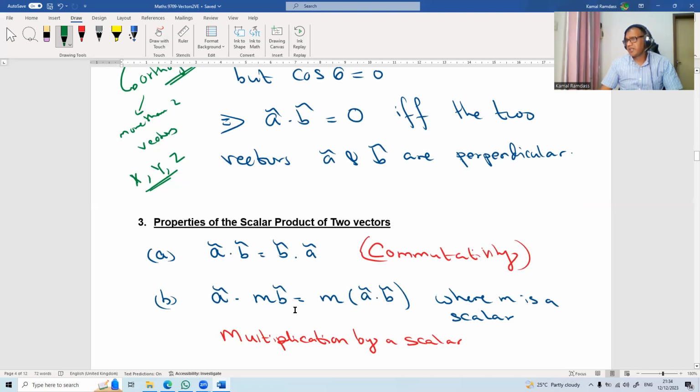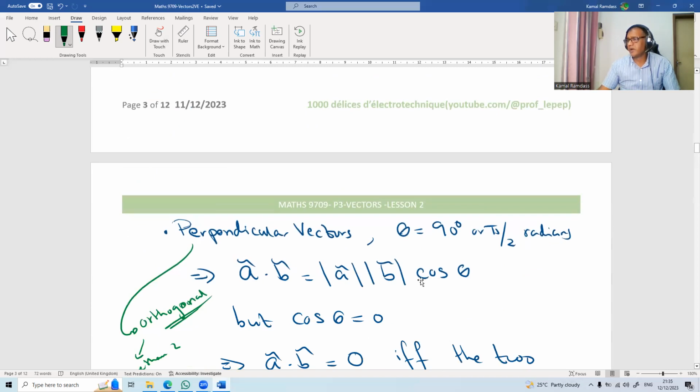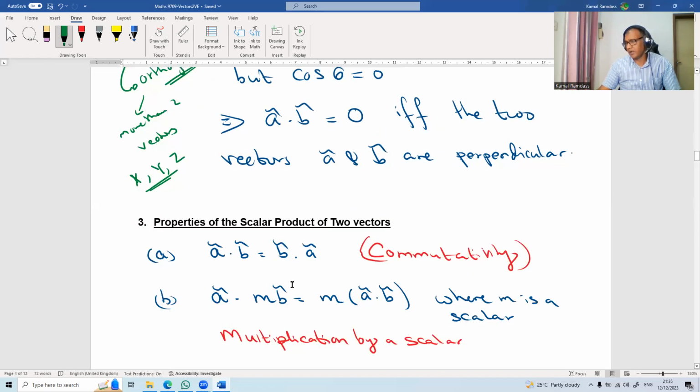Now, properties of the scalar product of two vectors. For example, A bar dot B bar is equal to B bar dot A bar. That is commutativity, the scalar product is commutative. OK? Because modulus of A bar times modulus of B bar times cos theta is equal to modulus of B bar times modulus of A bar times cos theta. It is the same.